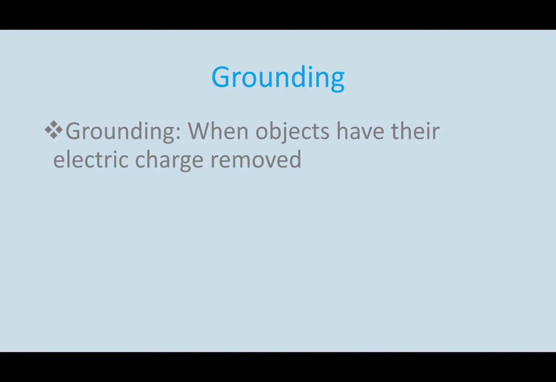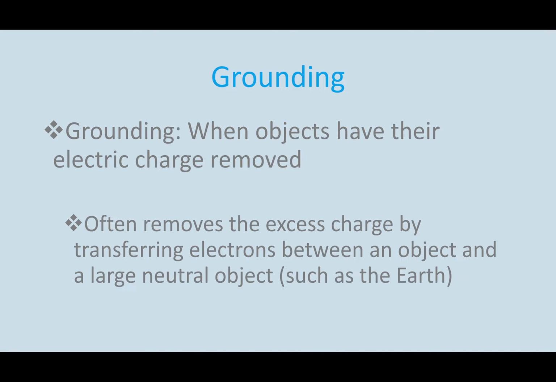Grounding is when objects have their electric charge removed. This often removes the excess charge by transferring electrons between an object and a large neutral object, such as the Earth. So if we have an object that is charged, if we ground it, we're taking away the excess electrons and putting them into a large neutral object, something that can absorb all those negative charges.